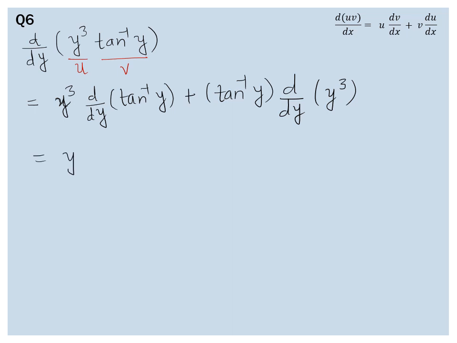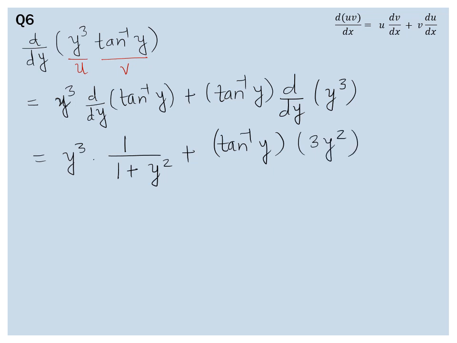So this is y cube into derivative of tan inverse y is 1 upon 1 plus y square, and plus tan inverse y as it is into derivative of y cube is 3y square. So this is the solution, or can be rearranged simply by taking again y square common. We can have y upon 1 plus y square and plus 3 times tan inverse y. So this is the required solution.